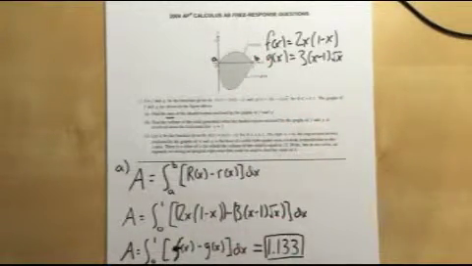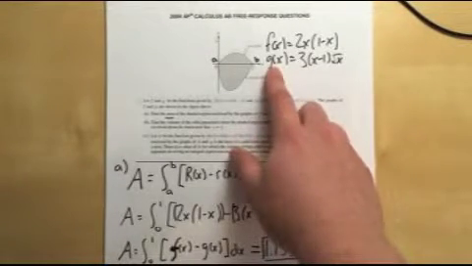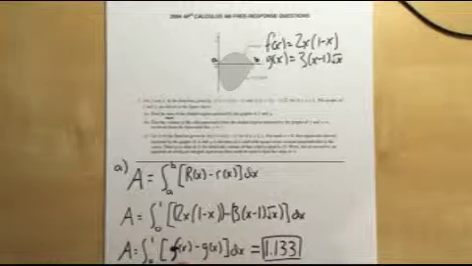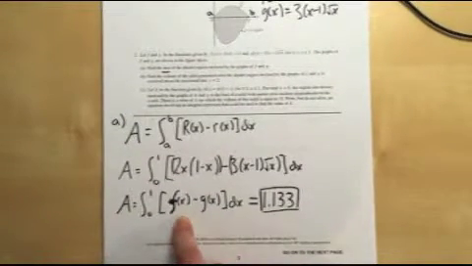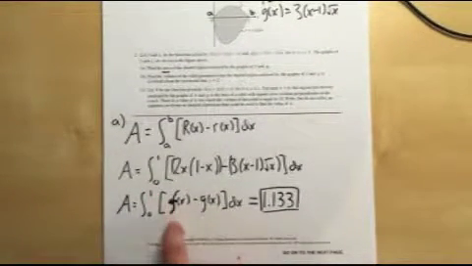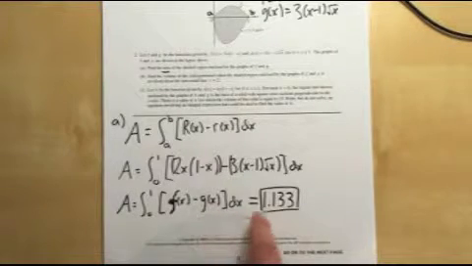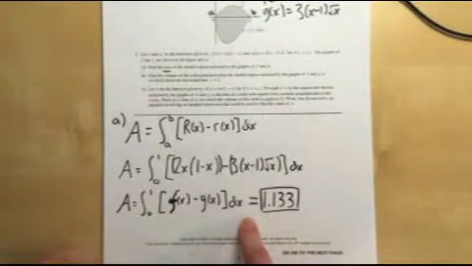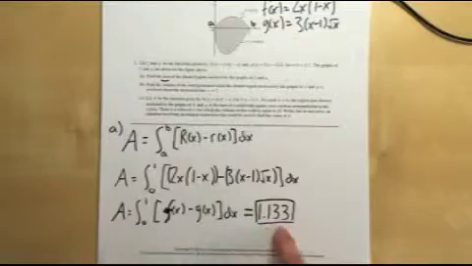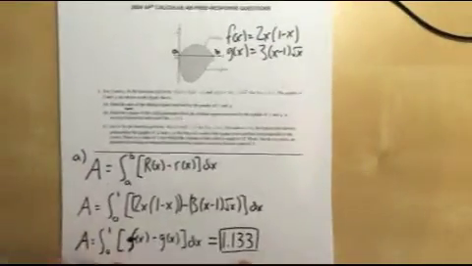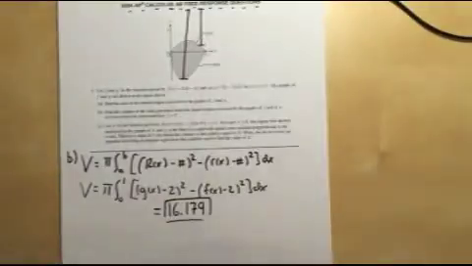A nice trick that you can use for this problem was supplied to you by College Board. They defined the functions for you, so you can save some time by just writing the integral from 0 to 1 of f of x minus g of x dx, and then you plug that into your calculator and it spits out 1.133. So let's move on to B.